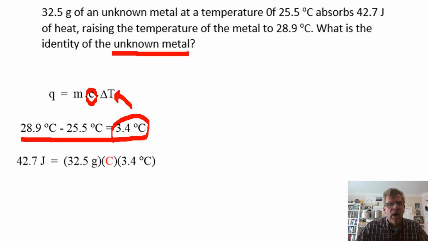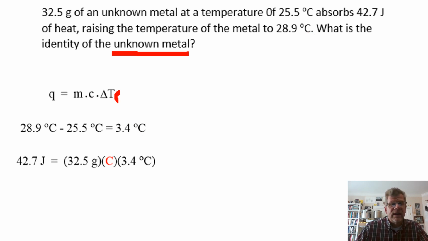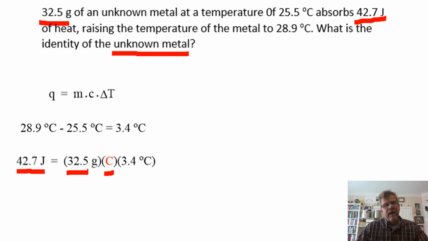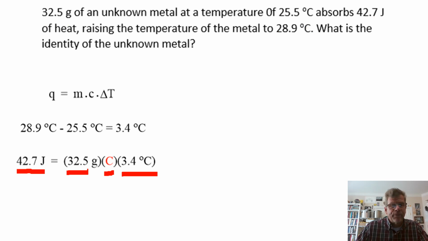So there's a little work we would have to do ahead of time in order to plug into this Q equals mcΔT the actual numbers here. So Q is 42.7 joules, which is what we had before. 32.5 grams, as that's given in the question. Heat capacity, well, that is what we're solving for in red. 3.4 degrees Celsius, well, we subtracted those two temperature values to give us what we want.